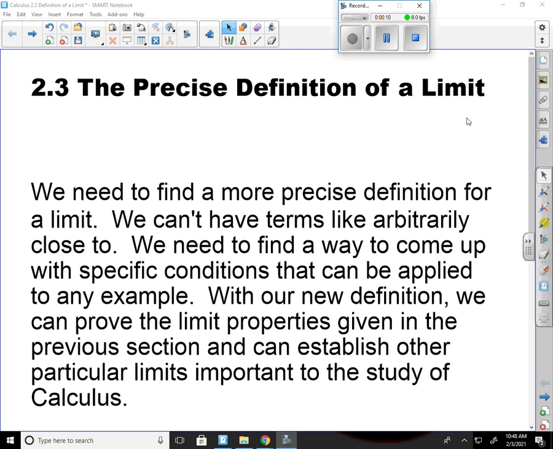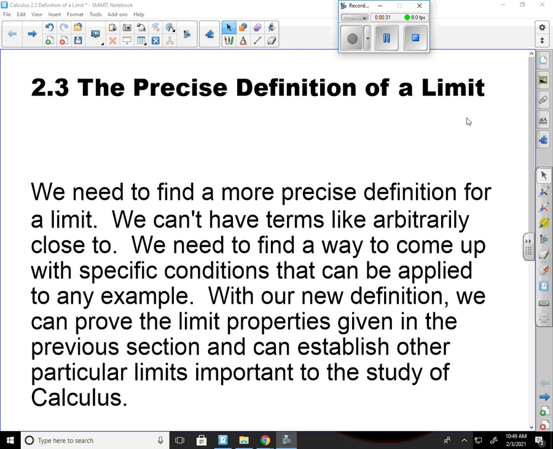We can't have terms like "arbitrarily close to," which is what we've been using so far, where we kind of pick a number that's close to the number we're trying to find the limit of. But we haven't said how close it has to be. We need to find a way to come up with specific conditions that can be applied to any example.